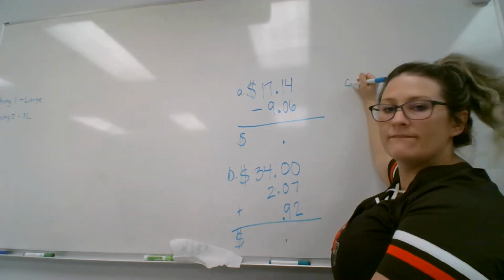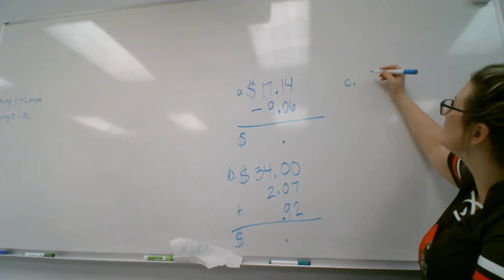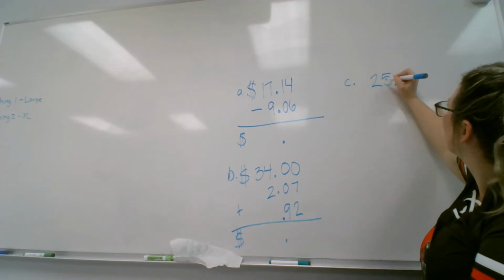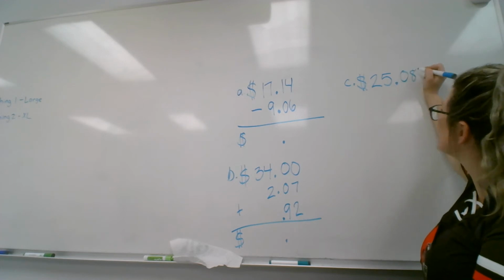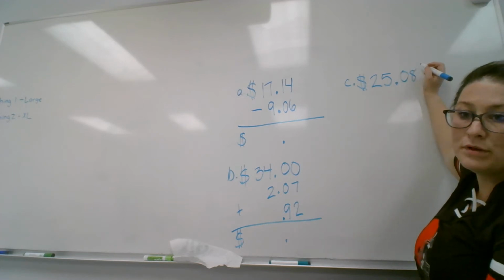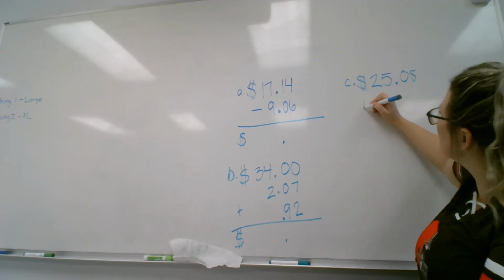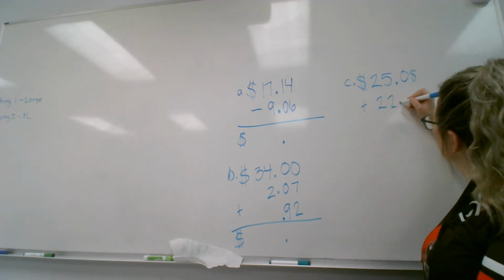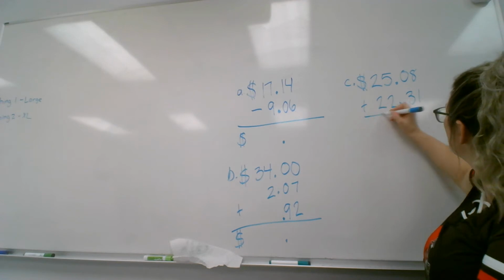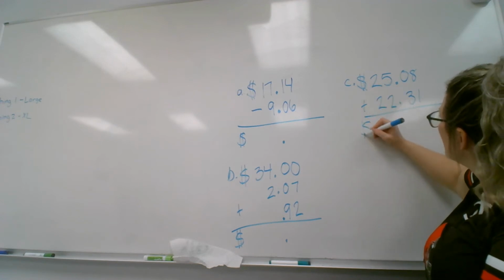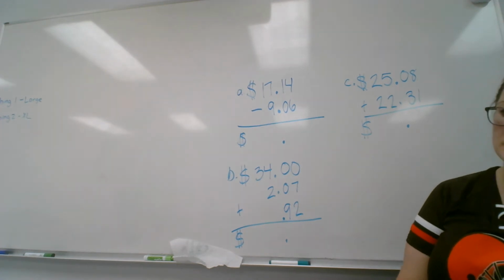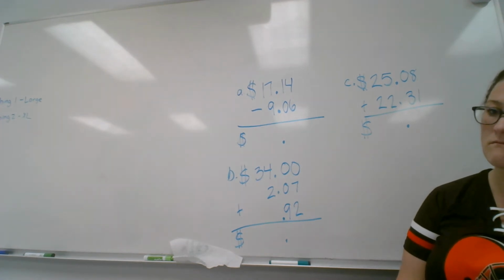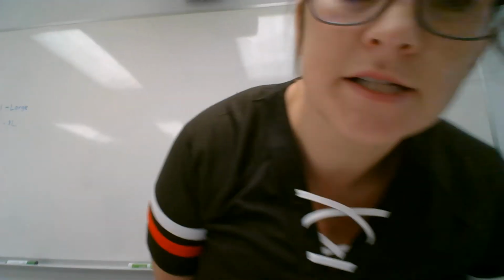Problem C. $25.08 and plus $22.31. Don't forget to bring down your money sign and your decimal. Go ahead and solve those problems. When you are finished, we're moving on to part 2 in our textbook.